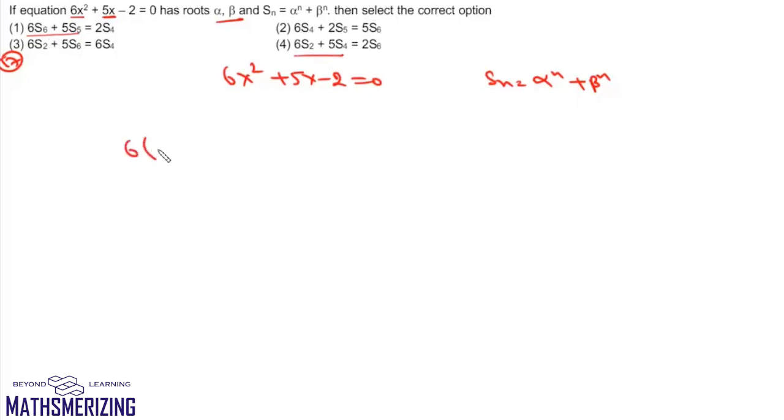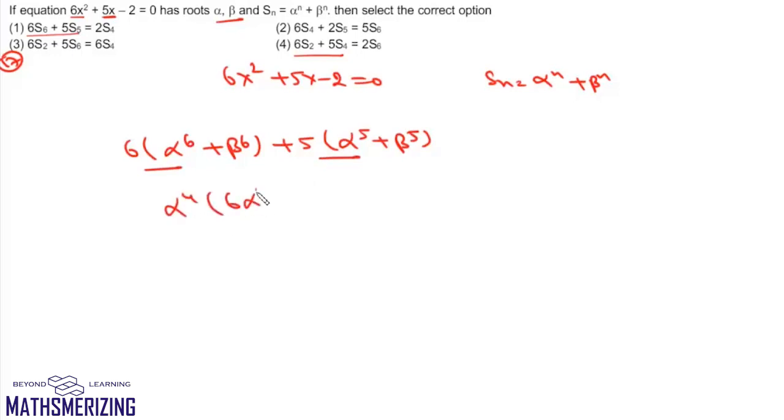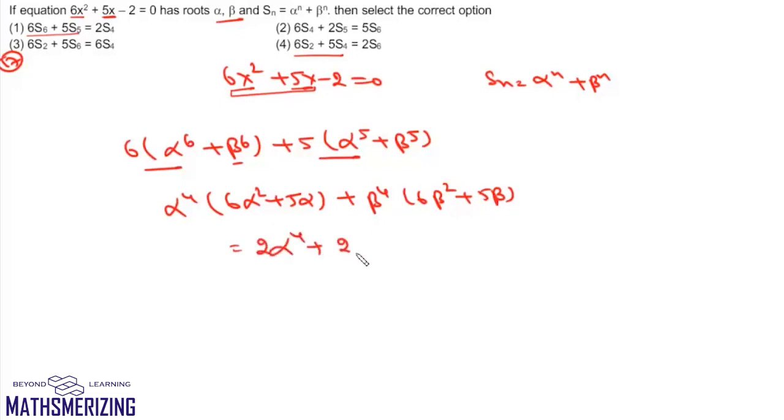So it will be 6 S6, which is alpha to the power 6 plus beta to the power 6, plus 5 S5, which is alpha to the power 5 plus beta to the power 5. Now we'll take these together. We'll take alpha to the power 4 common. So it will be 6 alpha square plus 5 alpha, and again for this we'll take beta to the power 4 common. We'll get 6 beta square plus 5 beta. Now since alpha and beta are the roots of this equation, we'll get 6 alpha square plus 5 alpha is 2. So it'll be 2 alpha to the power 4, and here also it'll be 2 beta to the power 4.